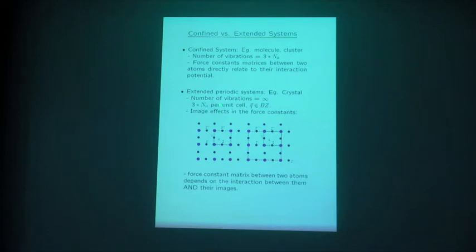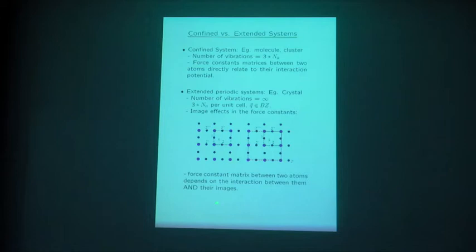So in an extended periodic system like a crystal, the number of vibrations is infinite, but they can be grouped into 3 times Na per unit cell, 3 Na per wave vector. Just like electronic bands, right? The crystal has infinitely many electrons, but what is infinite is the wave vectors. There are infinitely many wave vectors possible within the Brillouin zone. The number of bands populated by electrons is finite. And the same thing applies to phonons. You have 3 Na bands, but the wave vector is a continuous vector belonging to the Brillouin zone.